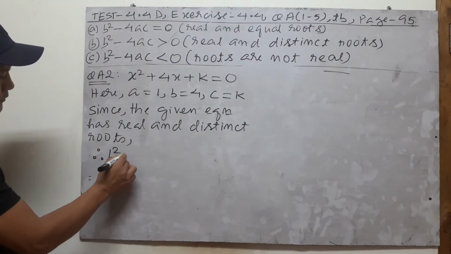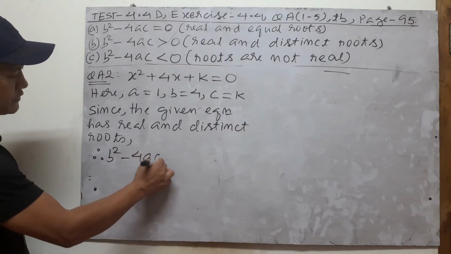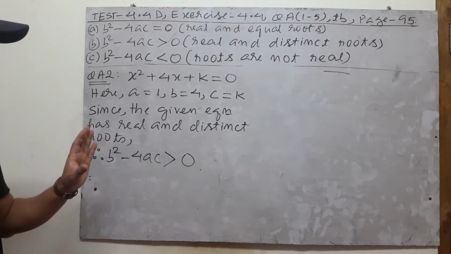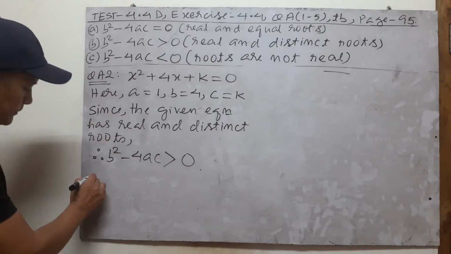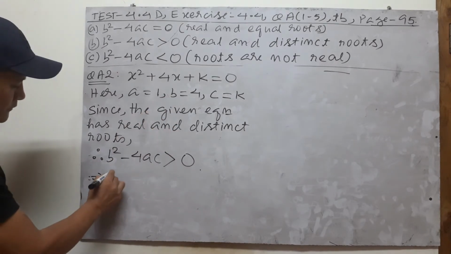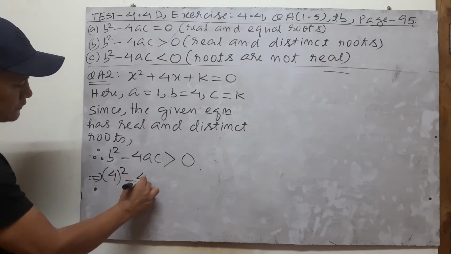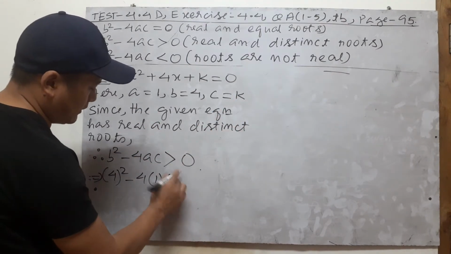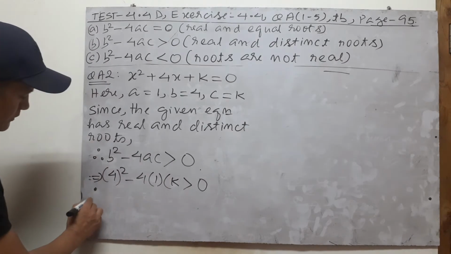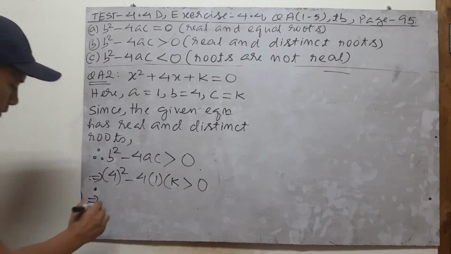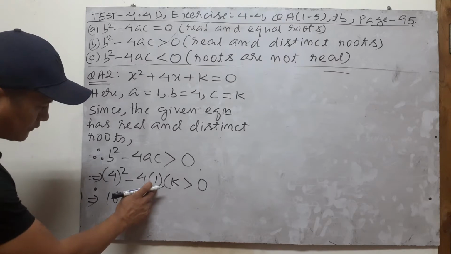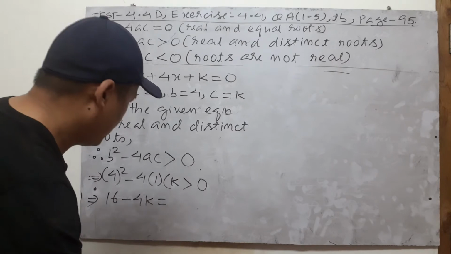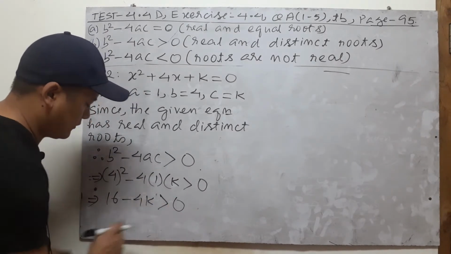Therefore, for real distinct roots, b squared minus 4ac, the condition is that it should be greater than 0. So we're going to use this to find out our k. So here b, as you can see clearly, is 4, so we write 4 squared minus 4 into a, here 1, and c here is k, same sign, greater than 0. Then look here, 4 4s are 16 minus 4 1s are 4, 4 into k, 4k, so minus 4k. This sign should not change, greater than 0.